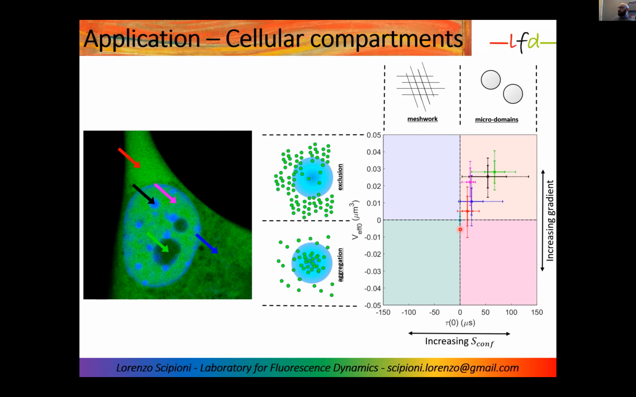And you can see here that the unstructured cytoplasm shows a little bit of confinement. So they all fall in the region of exclusion and microdomain-like diffusion, right? But the unstructured cytoplasm and the structured cytoplasm have roughly the same confinement in terms of microdomains, but the structured cytoplasm has a higher exclusion.